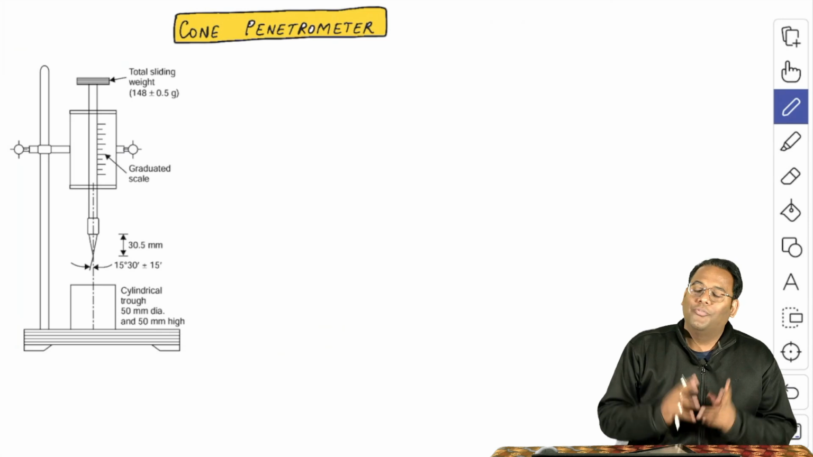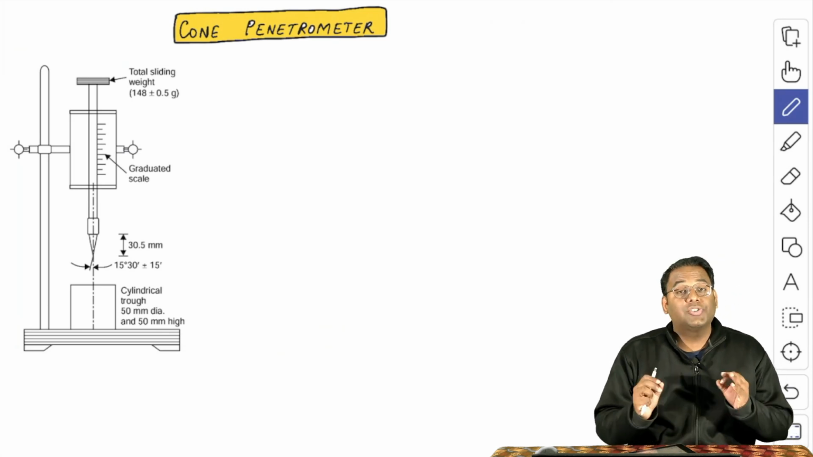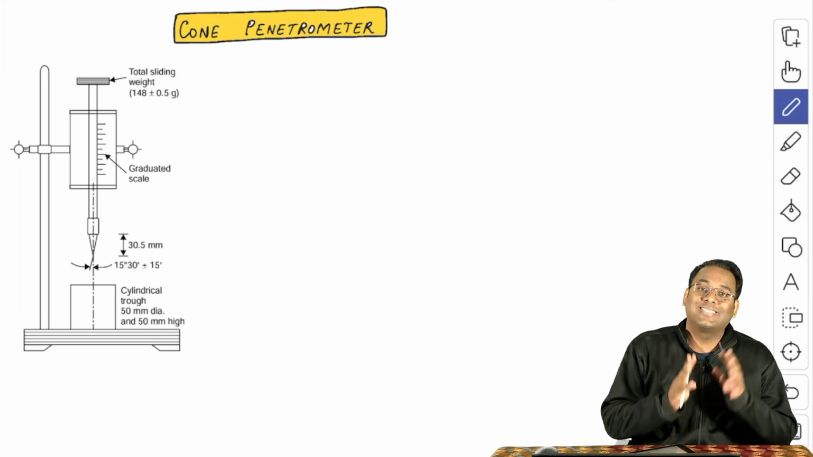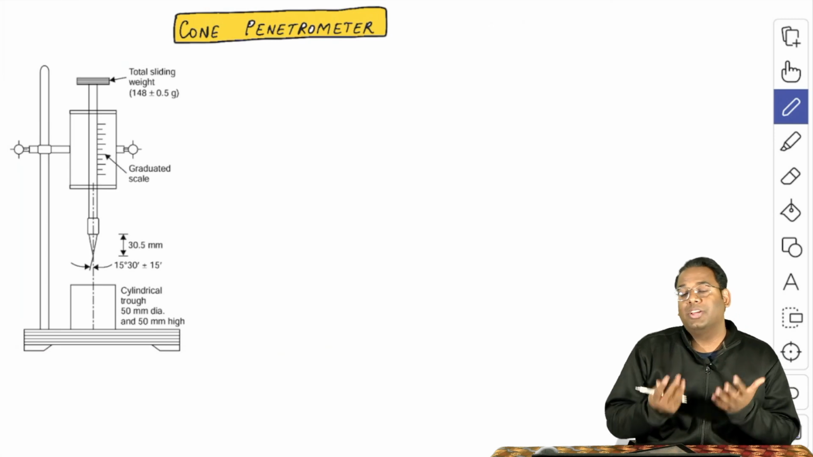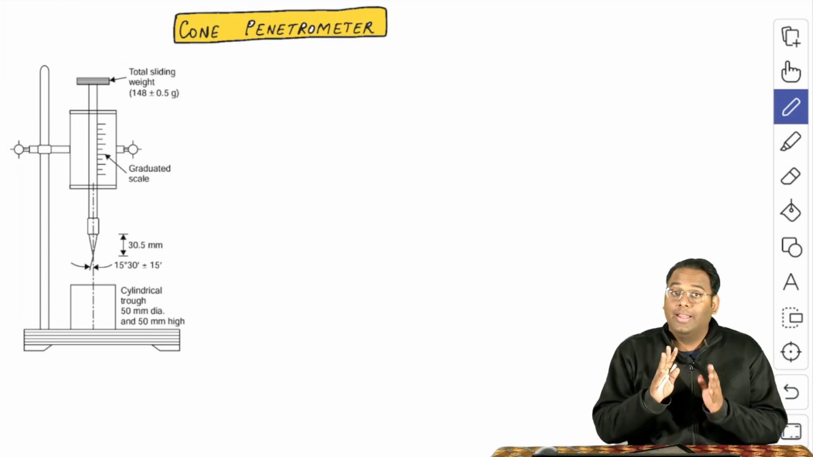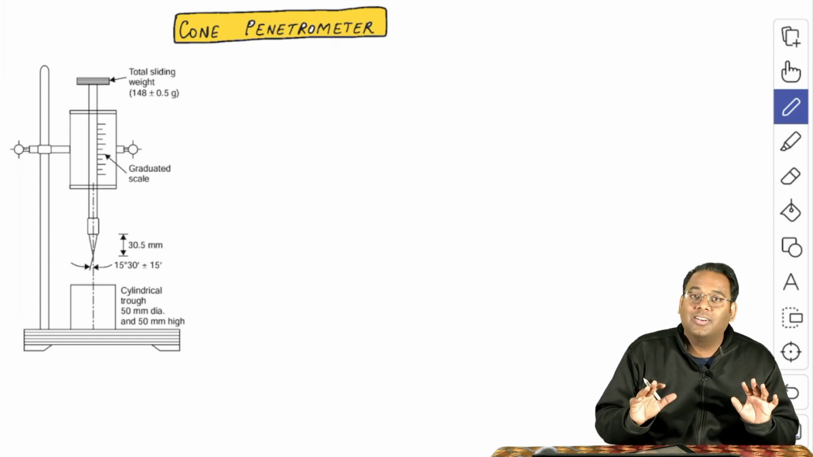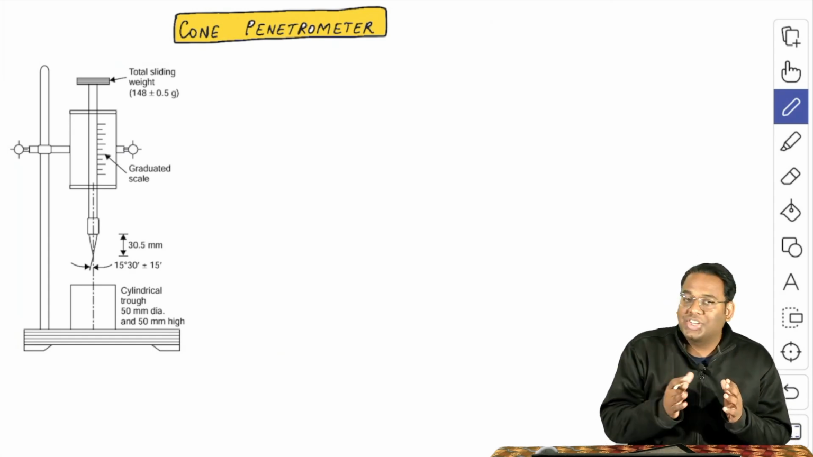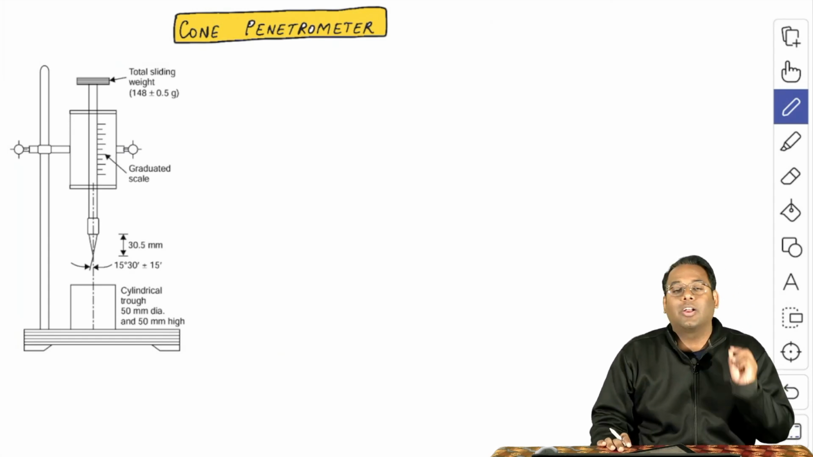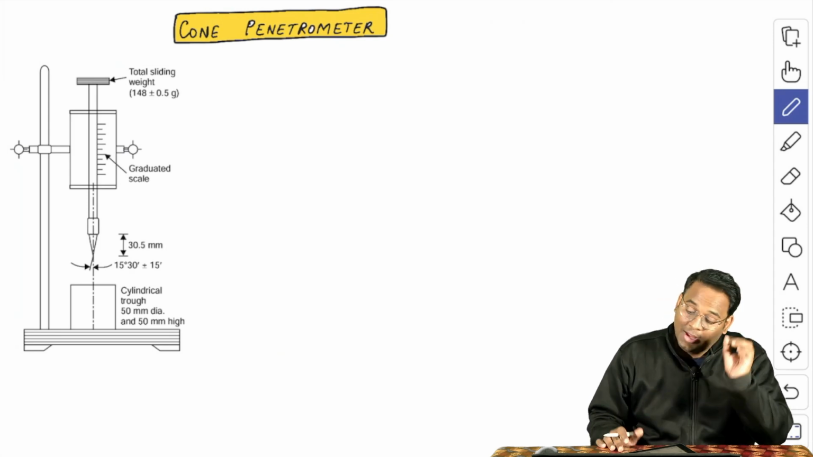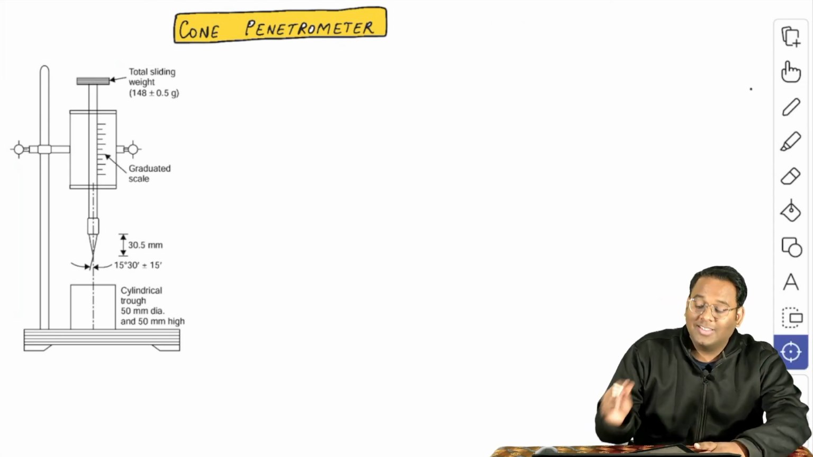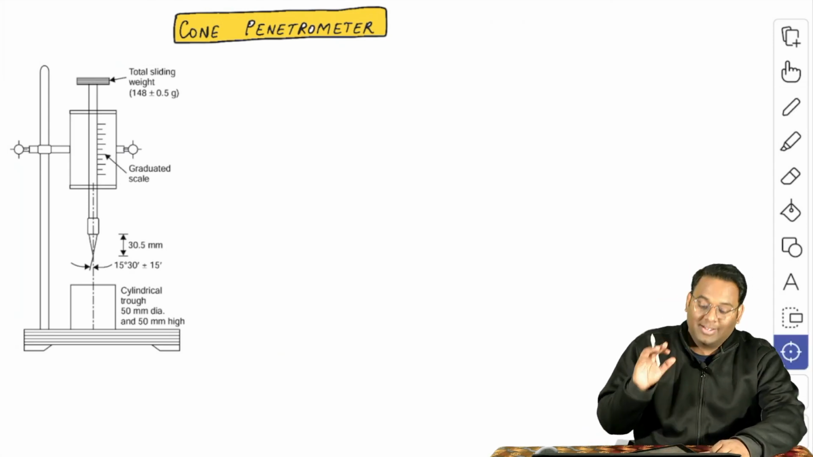Hello everyone, welcome back to this lecture in which we are going to study the second method for determination of liquid limit. In the previous sessions, we learned about the Casagrande method, and in this session, we are going to learn about the cone penetrometer. You can see here what the setup of this test is.